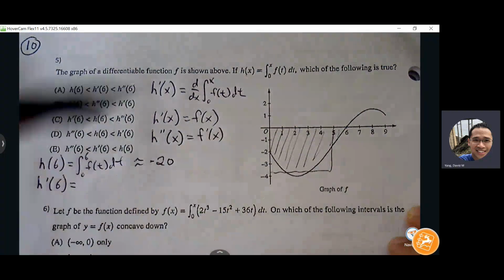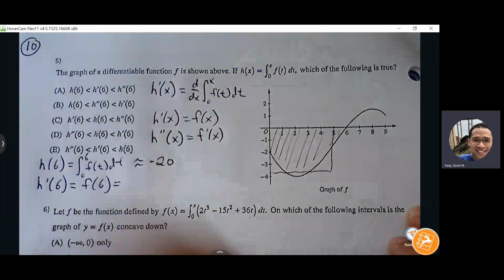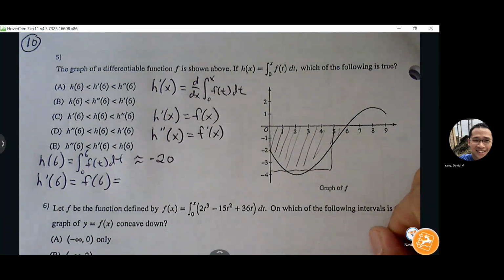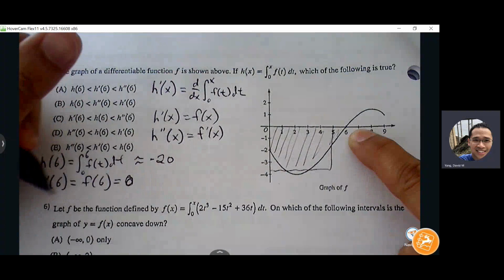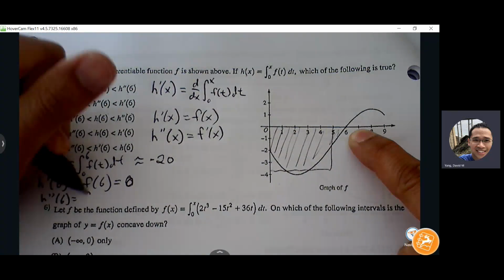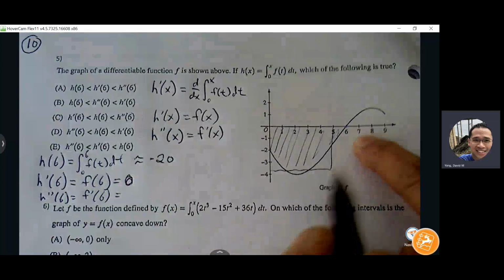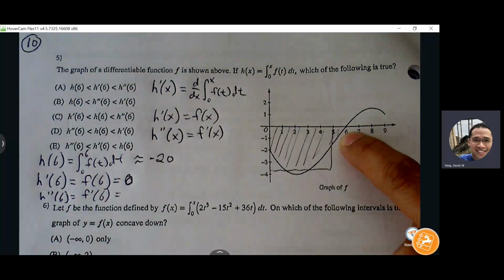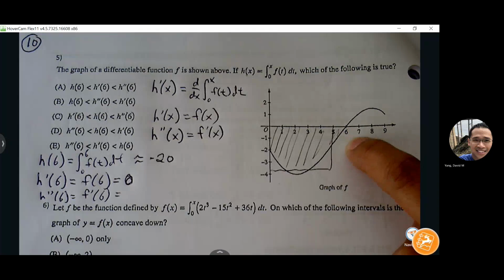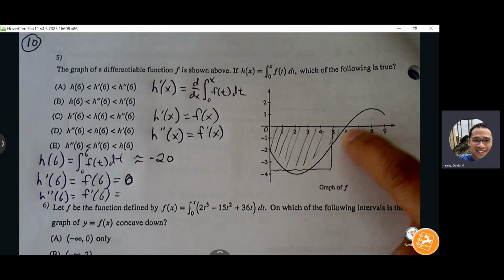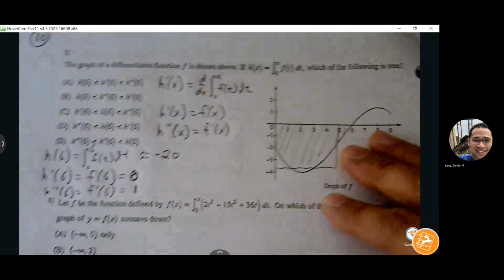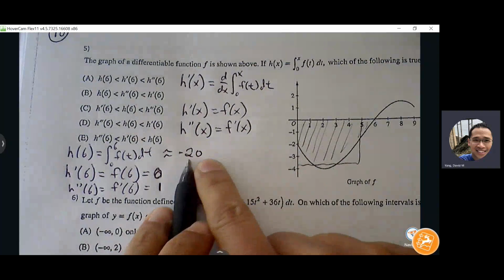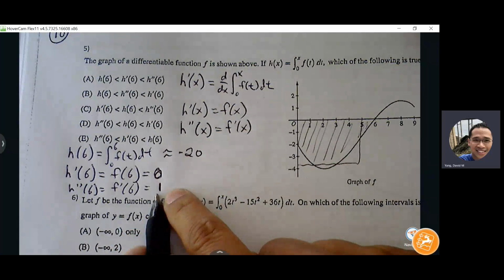We know h prime of 6 is f of 6. What's f of 6 equal to? 0, yeah. So we have that. Let's find h double prime of 6, which is f prime of 6. What's the slope? What's f prime of 6? Yeah, somewhere, it's positive, right? Maybe 1, maybe 2, but I guess a good guess, 1. So now that we have all these values, we can compare them, right? Negative 20 is the smallest, followed by 0, followed by 1. 1's the largest.